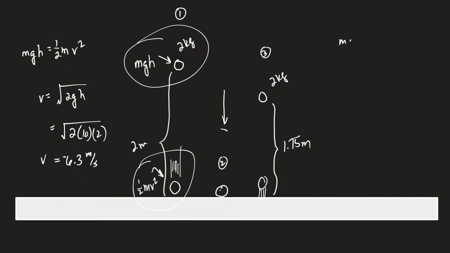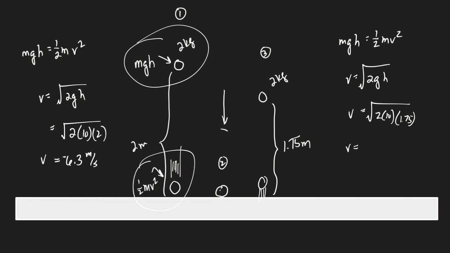On the other side, we have mgh equals 1/2 mv squared. So V equals square root of 2gh, or V equals the square root of 2 times 10 times 1.75. How fast did the ball recoil? Yes, sir? Should I make that positive or should I make that negative? Positive. It recoiled upwards. We've said that downwards is negative, so upwards is positive.